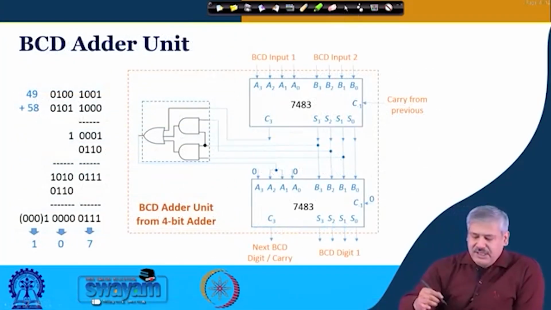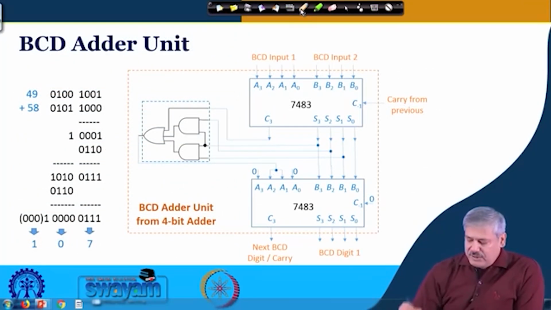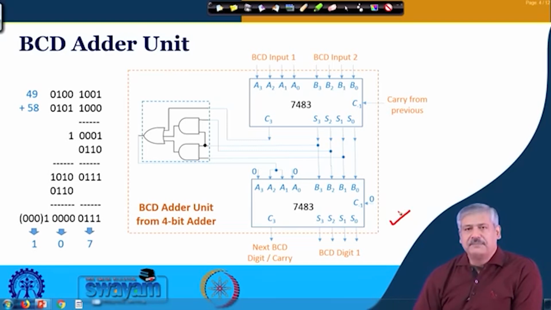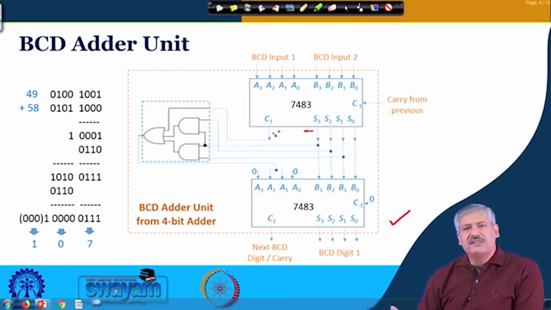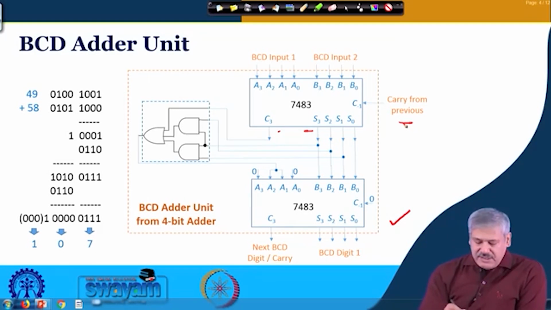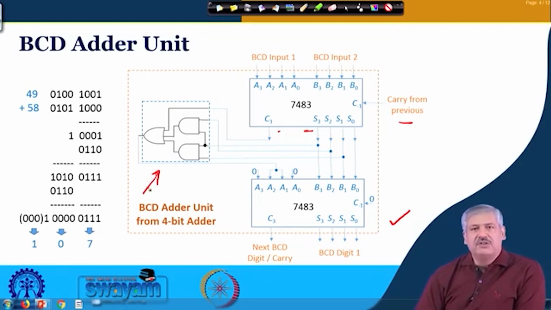So, this is how the overall circuit will look for the BCD adder, okay. Here you have the first adder, 7483, a 4-bit adder generating S0 to S3, that is what you see, and this is your C3, right. And if this BCD adder takes carry from the previous stage, that carry will be used here. And this is the logic circuit to generate whether the 6 will be added or not.